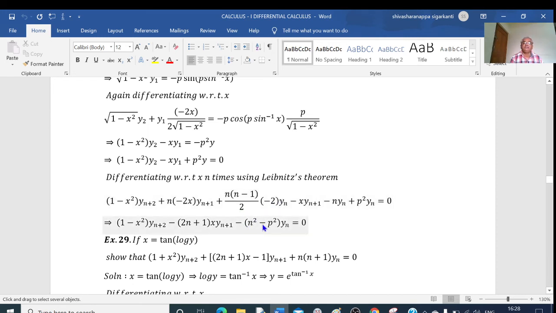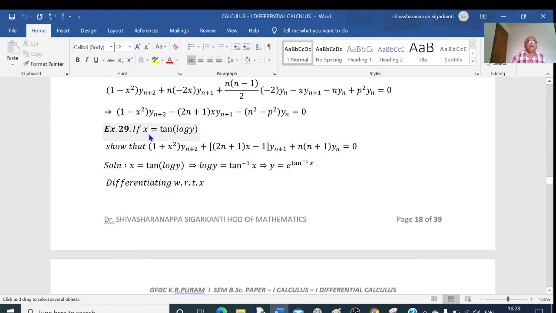If I take minus yn common factor, what remains here is n square minus n plus n. Minus n plus n gets cancelled. So n square. Here I have taken minus common factor, therefore I have to write minus of p square. That is n square minus p square into yn is equal to 0. This is the required equation.